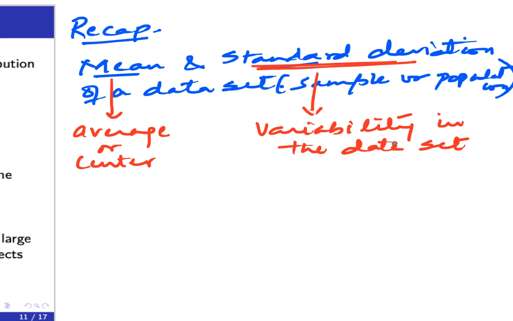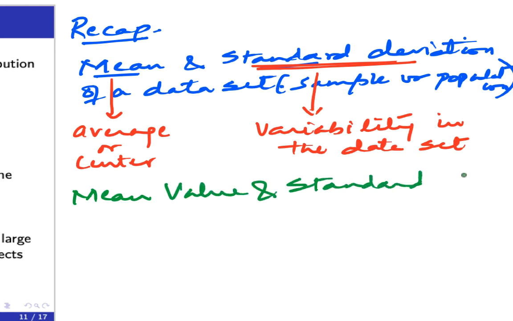In that same manner, our random variable represents different values. It can take so many different values. So keeping this in perspective, we can actually also find the mean value and standard deviation of a random variable.